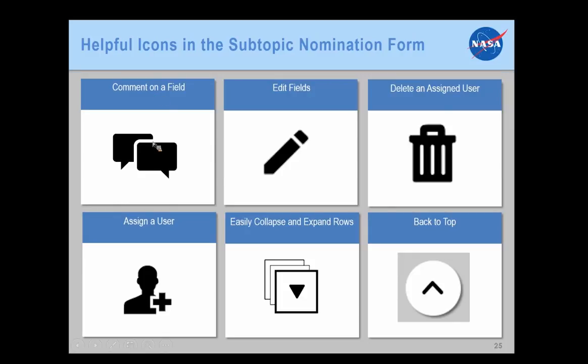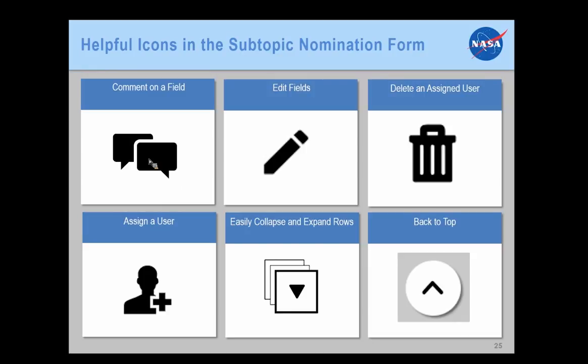Okay, now we have a quick little cheat sheet. These are helpful icons within the subtopic nomination form. In order to make a comment on a field, you'll see this chat icon, and we'll show you how that works in a minute, but that's how you can add a comment related specifically to one field. And this is how you can provide recommendations for language changes once a subtopic nomination is accepted and then moves into the write-up phase.